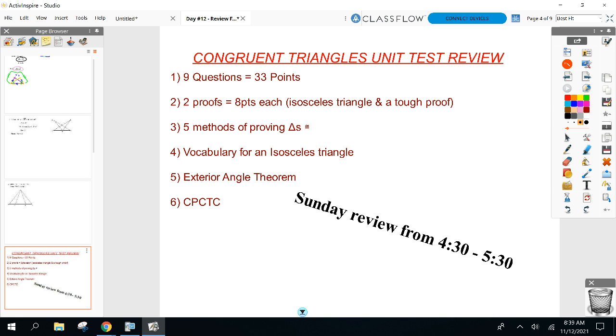And then there will be a tough proof. What do I mean by a tough proof? Maybe prove a pair of triangles congruent to get another pair congruent, like we did on Wednesday in class. All right, that's what I mean by tough proof. Real quickly, 5 methods of proving triangles. I just want to make sure we're solid with those.